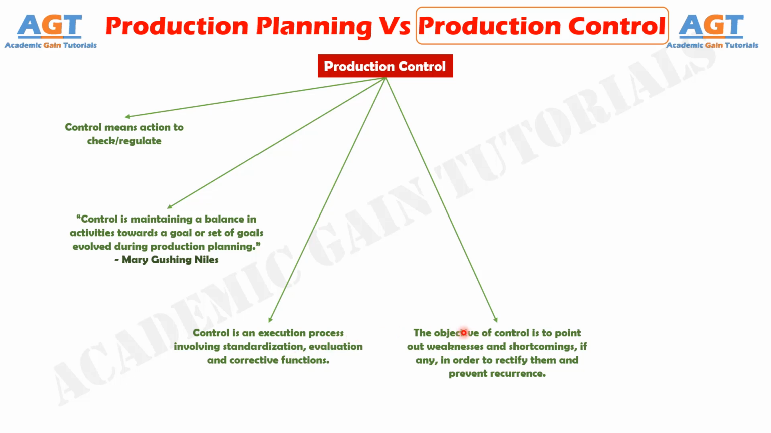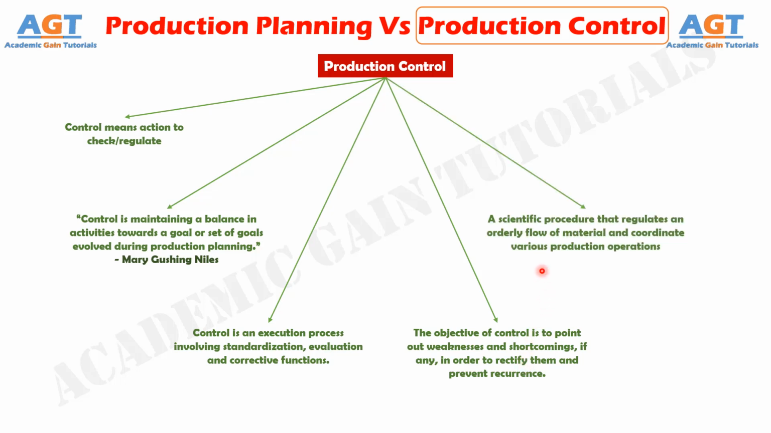The objective of control is to point out weaknesses and shortcomings, if any, in order to rectify them and prevent recurrence. It operates on everything, including material, equipment, men, operations, etc. For control to be effective, it must be applied within reasonable time and be followed up with sanctions.